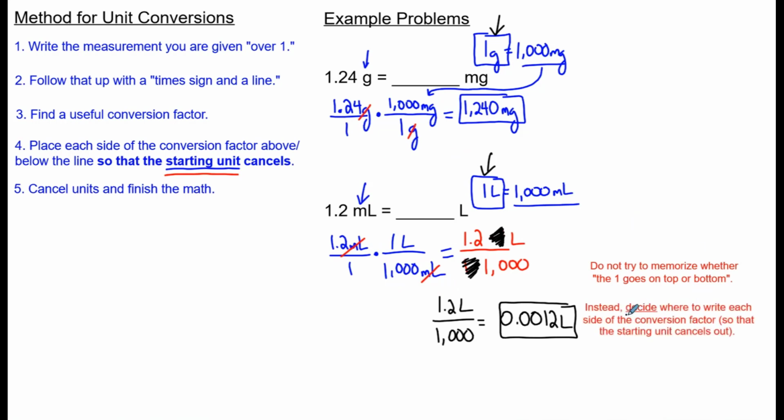Instead, every time you do a problem, decide where to write each side so that those starting units will cancel out. So again, we started with milliliters right here on this problem, and so we had to write milliliters down here in the denominator. On this problem, we started with grams, and so we had to write the 1 gram portion down in the denominator, just so those units will cancel out.